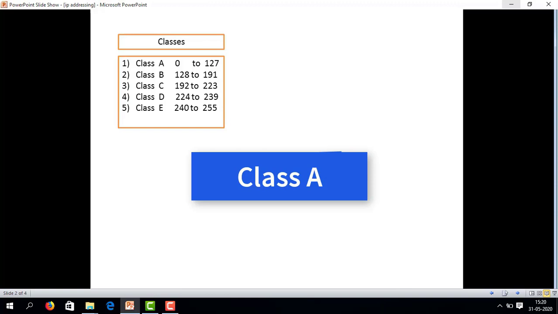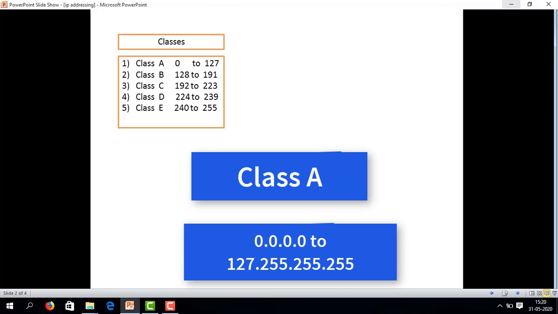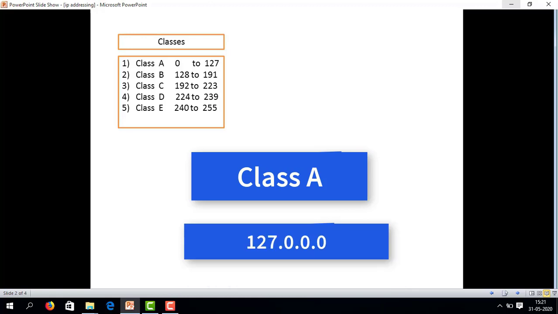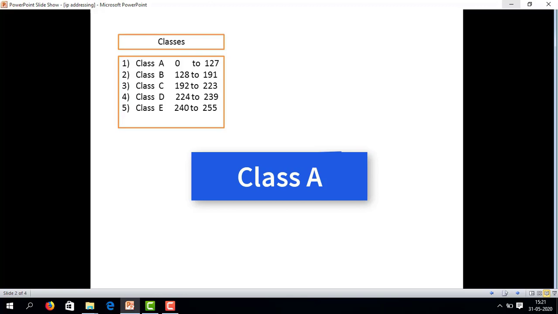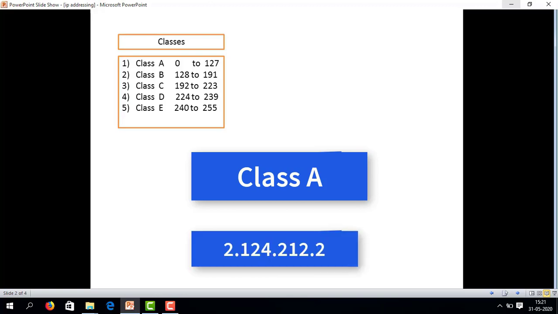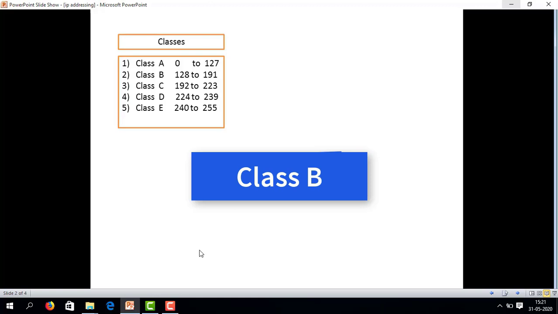Let's talk about class A. In a class A network, the first 8 bits, or the first dotted decimal number, is the network portion of the address, with the remaining portion of the address being the host portion. There are 128 possible class A networks, which start from 0.0.0.0 to 127. However, only addresses that begin with 127 are considered loopback addresses. For example, a class A IP address 2.124.212.2.